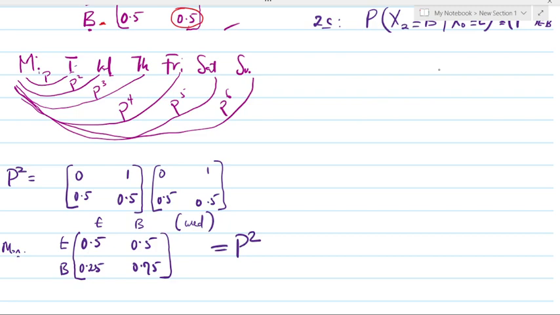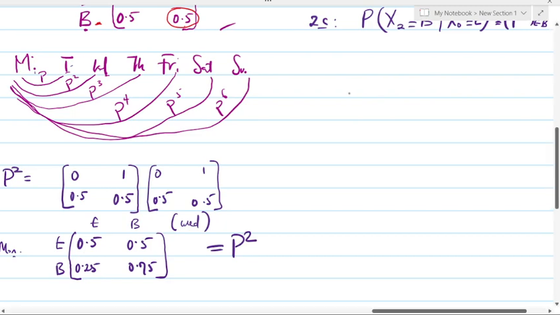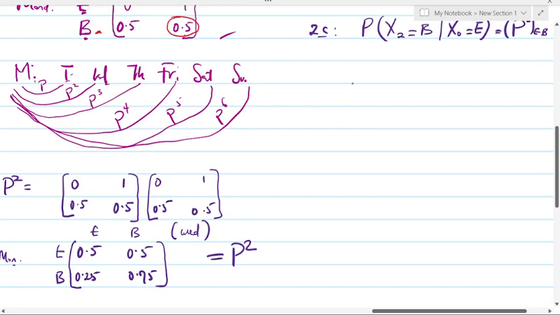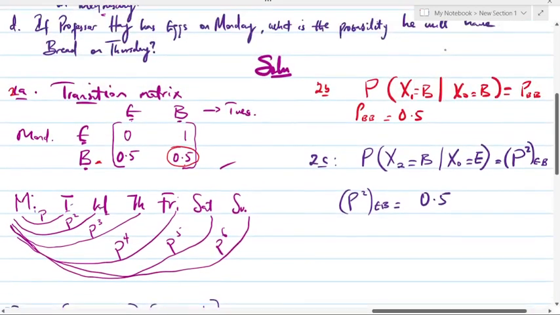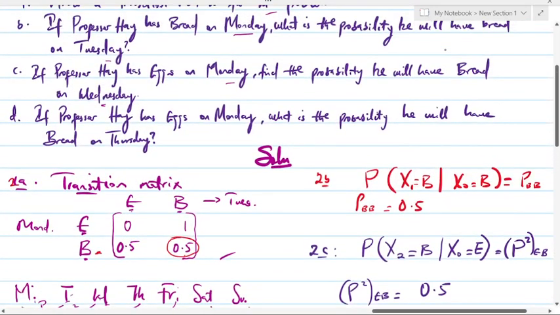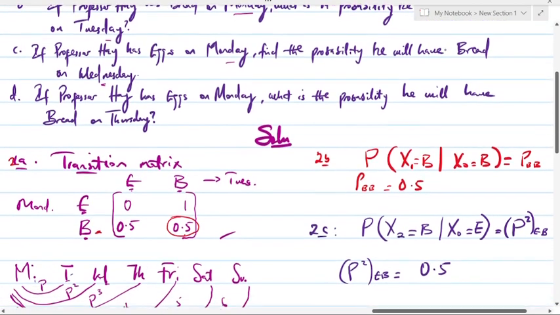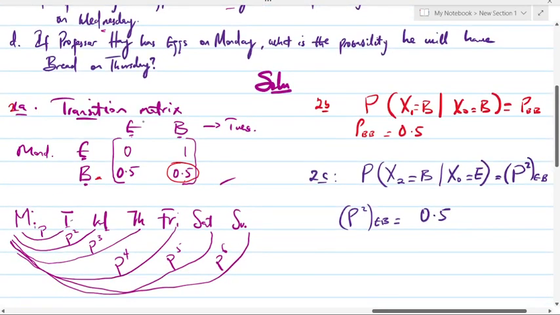So now what we are concerned about in this question C is the probability of moving from E to B over 2 steps. E to B, that is 0.5. So the probability that Professor A will have bread on Wednesday, given that he has eggs on Monday, is 0.5. So let's check the last question.